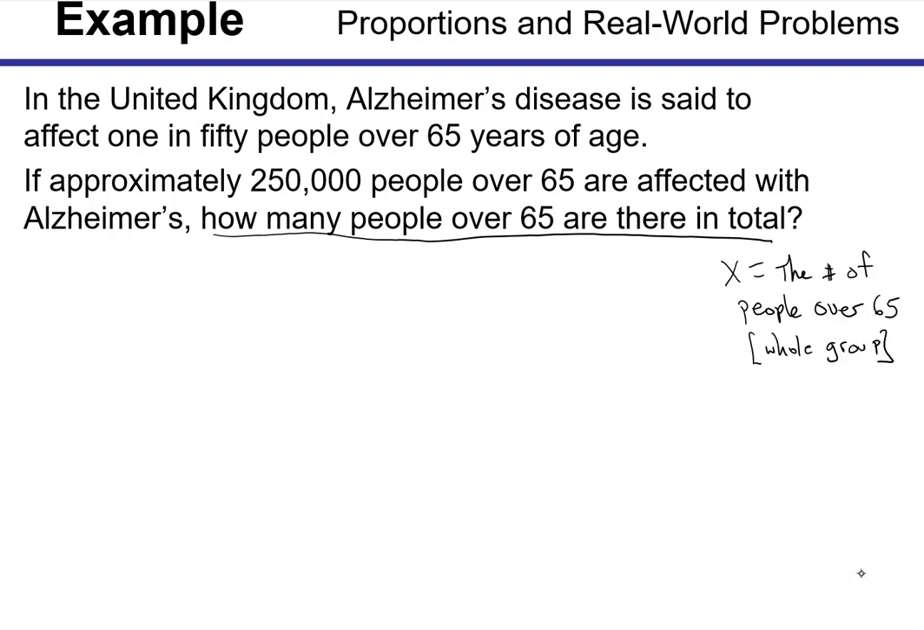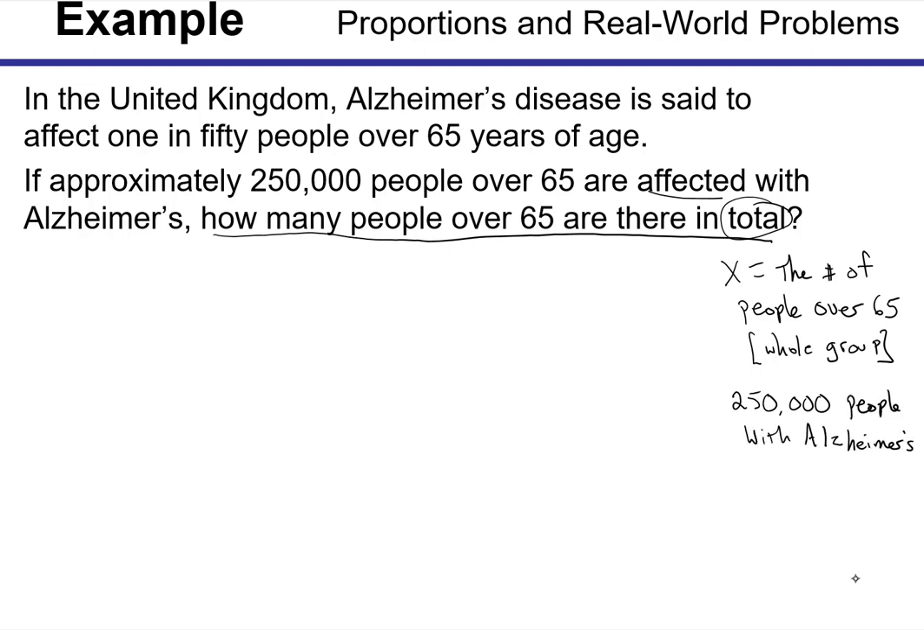So I knew that I'm talking about the whole group because of that word there, total. They're just saying everybody together. Now there's another number here that's important, the 250,000. And these are the people who are affected with Alzheimer's. So we have a certain group in that population that has Alzheimer's, and they told us that it's about 250,000 people.